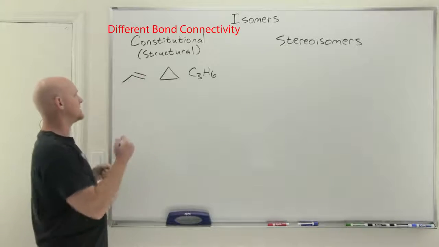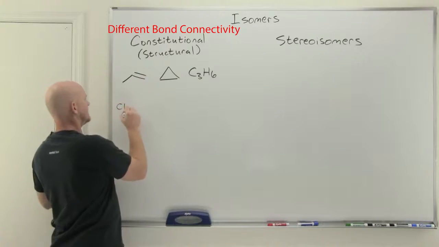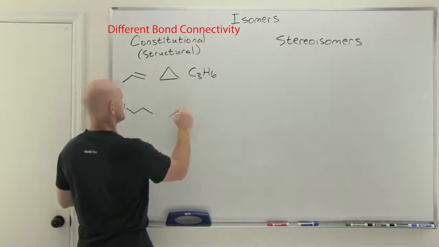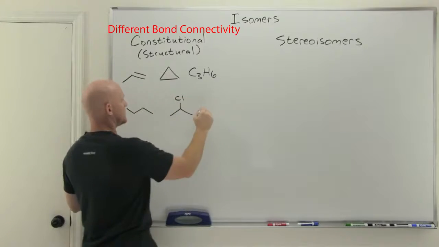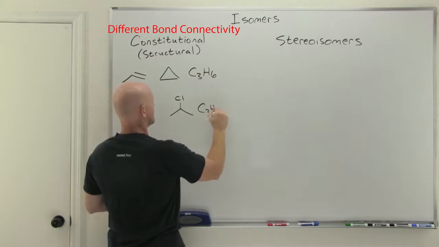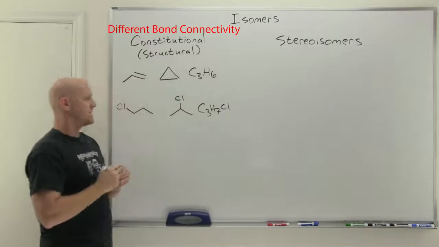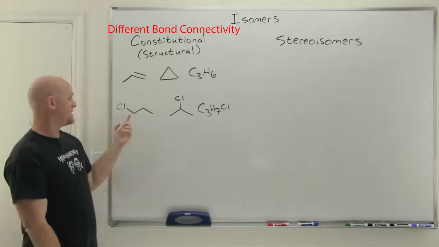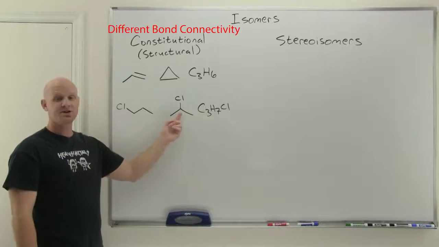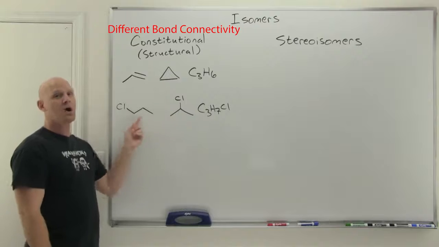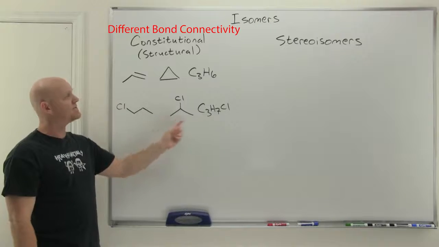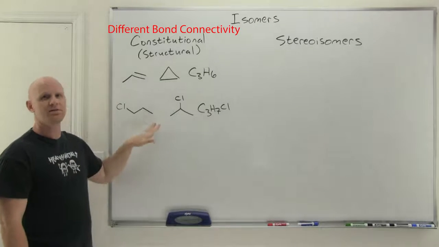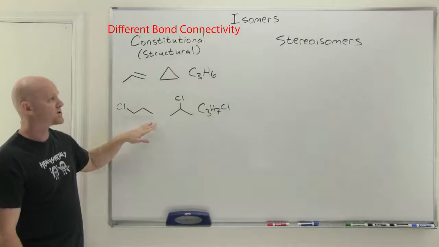Let me give you a little more subtle example as well. Say I give you these two. They both have the formula C3H7Cl. In this case, we've got 1-chloropropane and 2-chloropropane. Here chlorine is attached to carbon 1, and here chlorine is attached to carbon 2. And so the atoms are bonded in different ways. They have a different bond connectivity, and once again, these would be constitutional or structural isomers.